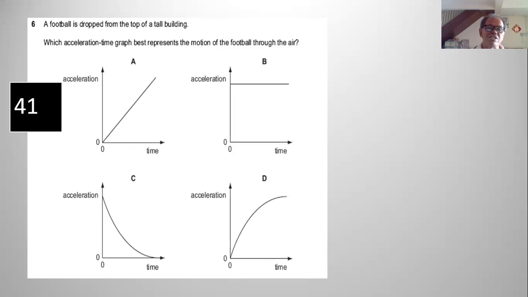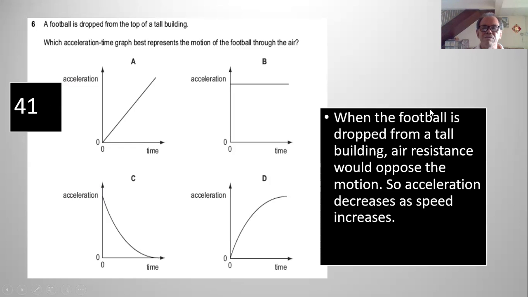So the resultant force is the one that gives the acceleration. So if the resultant force becomes smaller, the acceleration also becomes smaller. Right? It's normal g, it starts with g, it decreases to 0, where you reach terminal velocity. Right? So the football is dropped from a tall building, air resistance would oppose the motion. So acceleration decreases as speed increases. So answer is C.